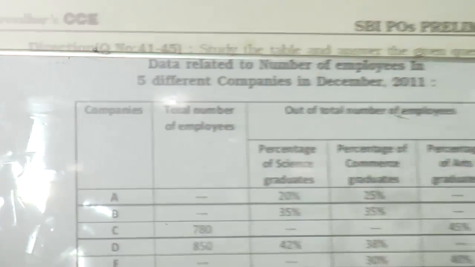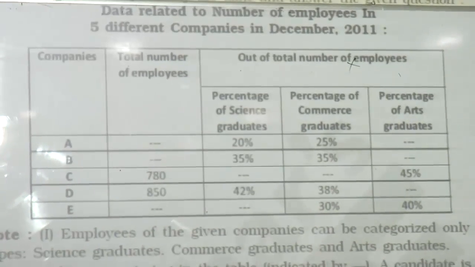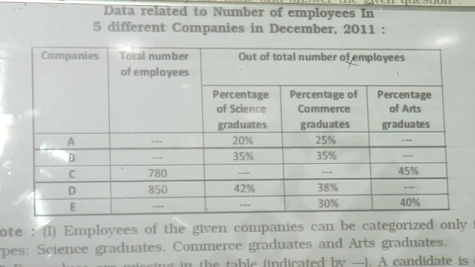Next. So in the instructions you don't have any information. Read those points, you don't have any information. Note 1, 2, 3 or whatever. Let's start 41.